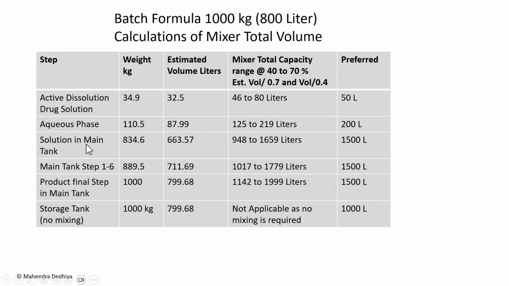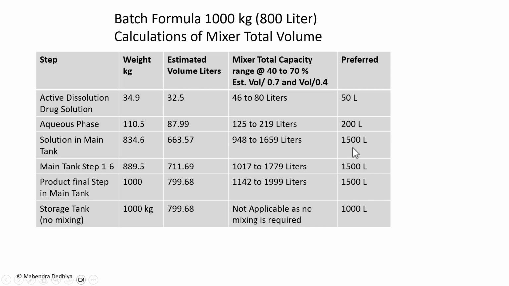Solution in main tank. There are several steps that use the main tank, which is common. Initially, we start with glycerin and the flavor. That's 834.6 kilos. The volume is 663.57 liters, again based on the density. And the volume range would be 648 to 1659 liters. We need to continue to calculate all the things that will go in that main tank.